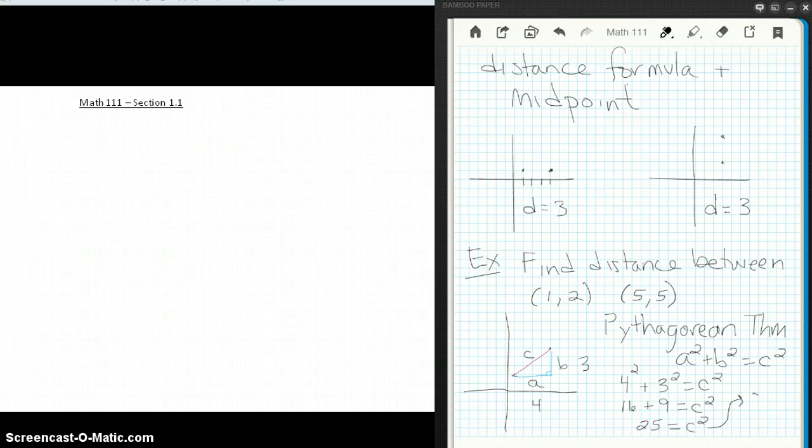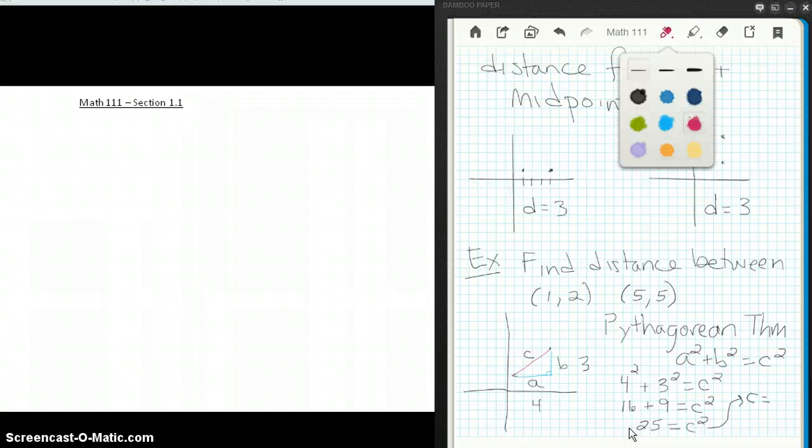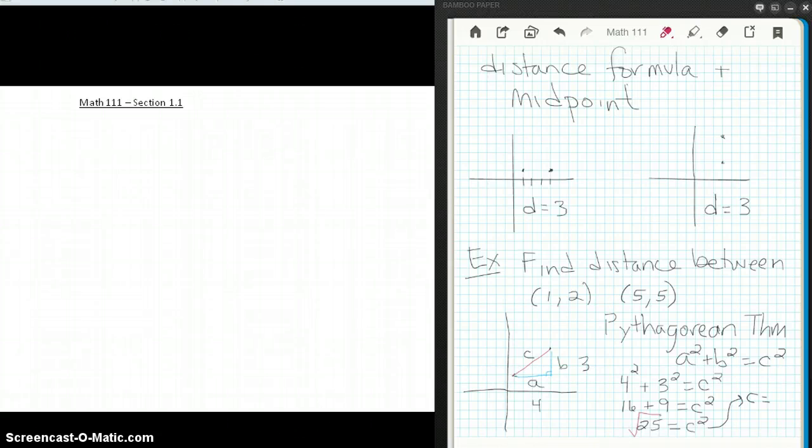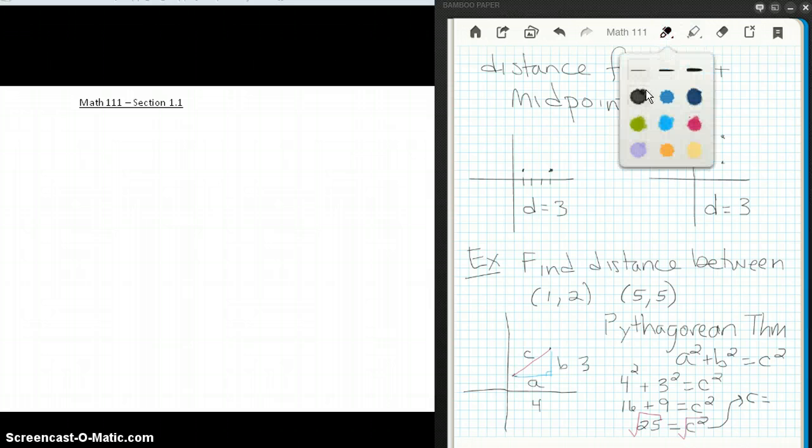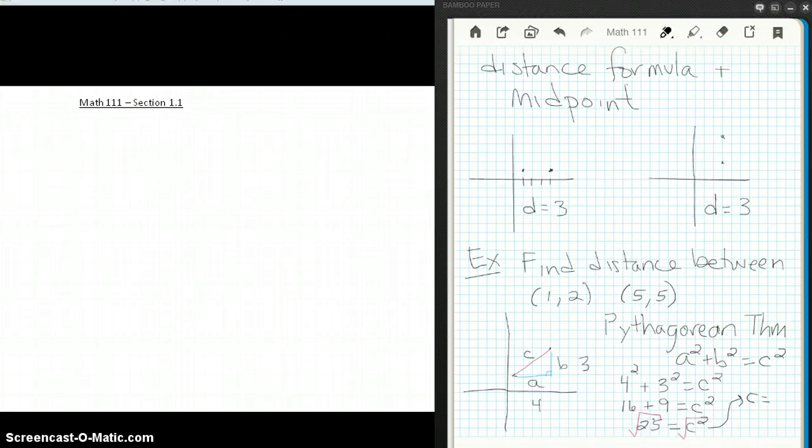Well, that means that C could be, if you take the square root of both sides here, right? Okay, if I take the square root of both sides, that means that I could have C being plus or minus 5, right? Because remember, when you take the square root, you actually generate a plus or minus 5. But it doesn't make any sense for C to be minus 5 because it's a length, right? So we just get 5.